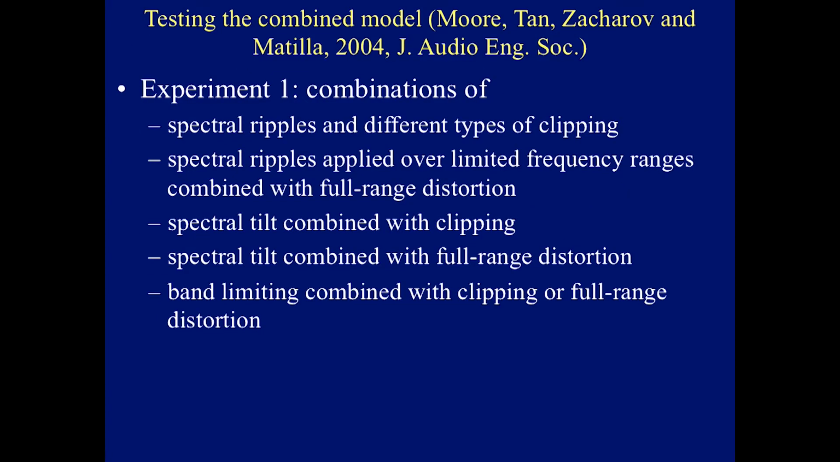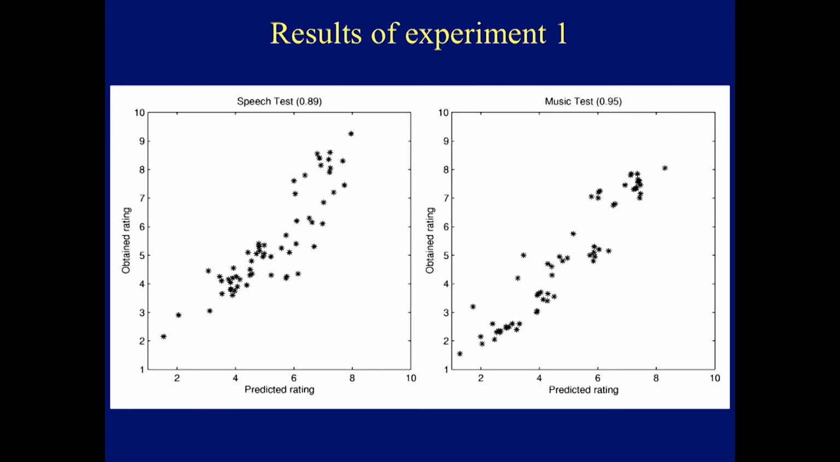So to test this, we did an experiment where we used various combinations of spectral ripples and different types of clipping, spectral ripples with full range distortion, spectral tilt with clipping, spectral tilt with full range distortion, band limiting combined with clipping or full range distortion. So lots of mixtures of different types of linear distortions and nonlinear distortions. And here are the results of that for speech and for music. You see that, again, we can get very good correlations between the obtained ratings and the predicted ratings.